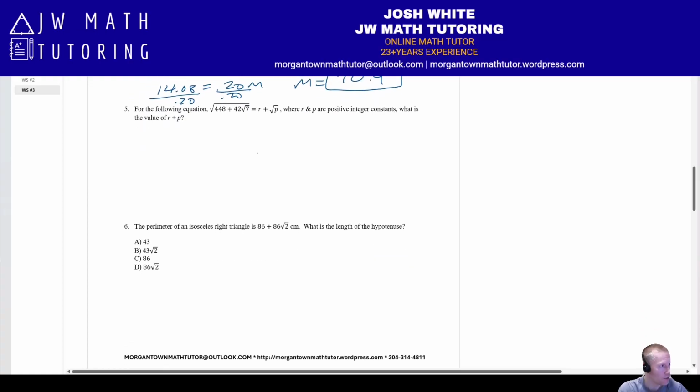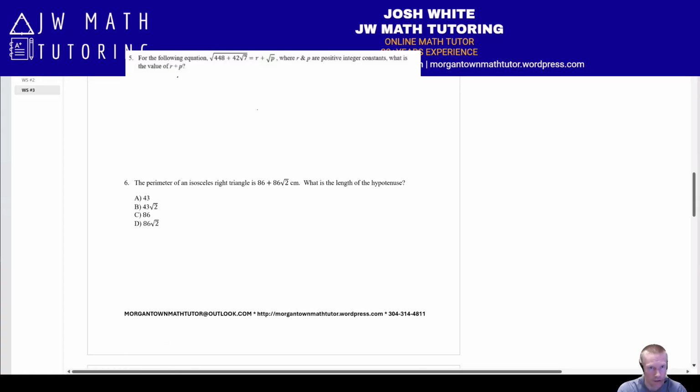All right, next question, number 5. This is a repeat problem. This was seen previously last year. I don't remember the month. I want to say August. But it's been a while since you've seen this one reported. You have this square root expression with a radical term underneath it, and it's equal to r plus root p.